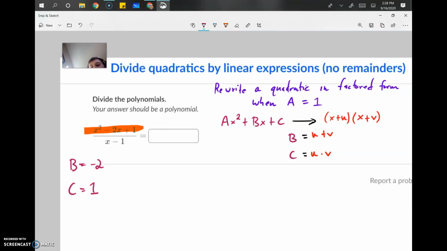Alright, so we've got our linear term and our c term. Now what we've got to figure out is what two numbers multiply to 1. Well, there's two combinations. The first combination is 1 times 1. And the second combination is negative 1 times negative 1. Once we figure out which combinations multiply to c, we figure out which of those two combinations will add to negative 2. And if you said negative 1 plus negative 1, you are absolutely right. So this is the combination that multiplies to 1 but adds to negative 2. So now we know that u is negative 1 and v is also equal to negative 1.